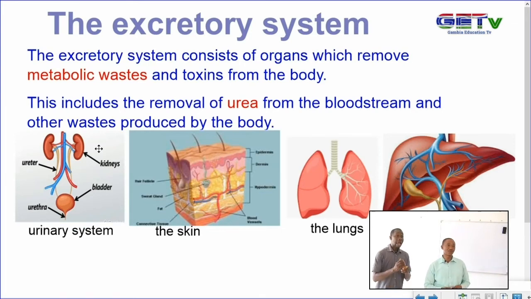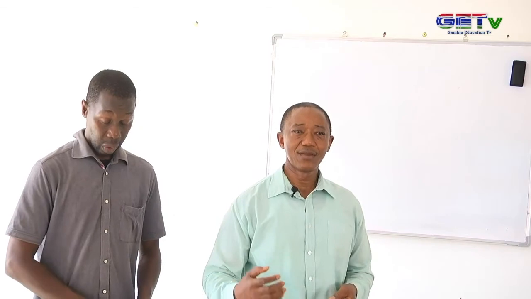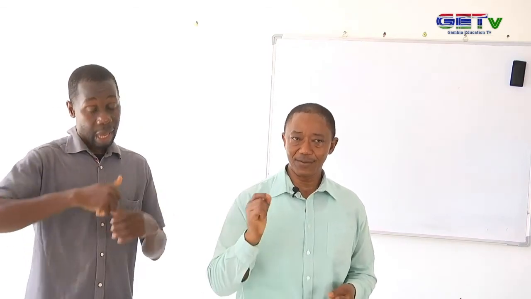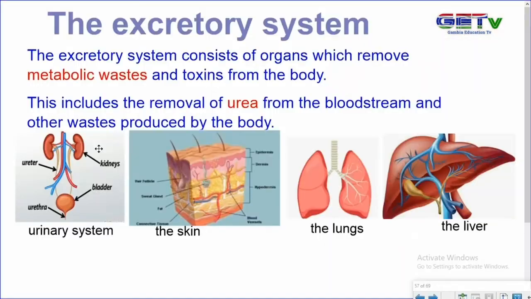Excretory system includes the removal of urea. Remember I told you, if you have amino acid, that is from proteins, the liver will break them down into urea and, of course, a form of carbohydrate. Now, this urea is sent through the bloodstream to the kidneys, and then they have to be taken outside. So at this level, we look at four main organs or systems that are helping in excretion.